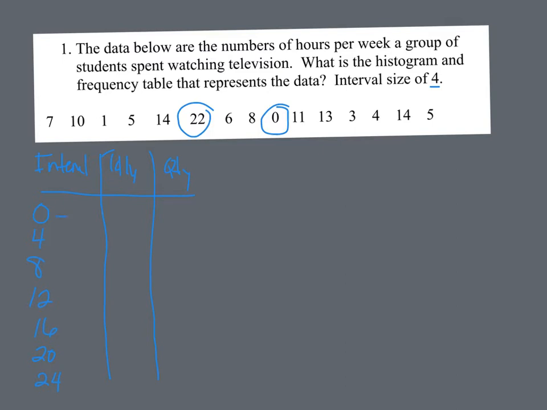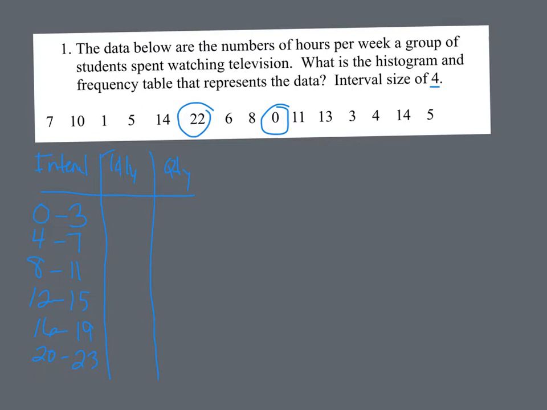Now if the next interval here is 4, then this up here has to be 1 less. So this is going to be a 3. And then you just add 4. 3 plus 4 is 7, plus 4 is 11, plus 4 is 15, plus 4 is 19, plus 4 is 23. So I am not going to need this 24. So I'm going to go ahead and erase it.